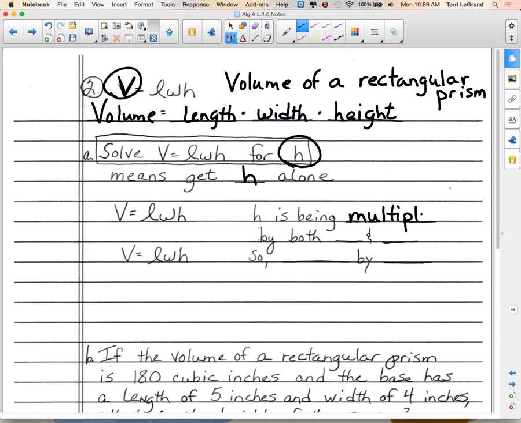There's not a fraction bar there. There's no division symbol there. It's not being divided by anything. H is being multiplied by both L and W. So since H is being multiplied by both of those, we're going to make this one easy step. We're not going to try and make it into two because that'll confuse us. Division undoes multiplying. We're going to divide by what H is being multiplied by. It's being multiplied by L. It's also being multiplied by W. So we can now divide by LW.